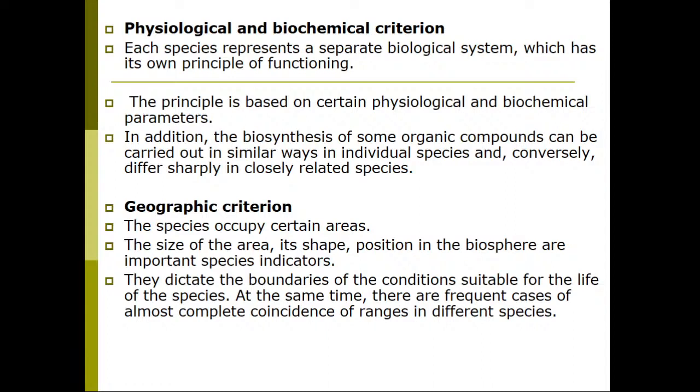Next, the geographic criterion. The species occupy certain areas. The size of the area, its shape, and position in the biosphere are important species indicators. They dictate the boundaries of the conditions suitable for the life of the species. At the same time, there are frequent cases of almost complete coincidence of ranges in different species.